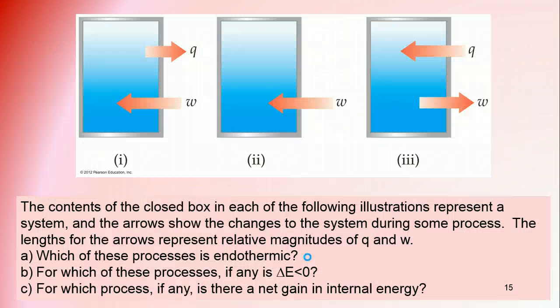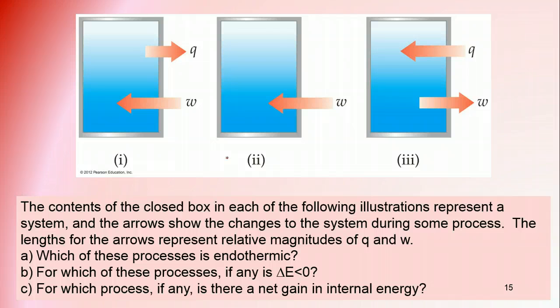Okay, so let's take a look at this example. Take a minute, pause the video, answer the questions. Which process do we think is endothermic? Which process has delta E less than 0? And which process, if any, has a net gain in internal energy? Notice that the arrows are pointing different ways, meaning energy either going into or leaving the system, and the size of the arrow is your order of magnitude. So take a minute and think about that. Pause the video.